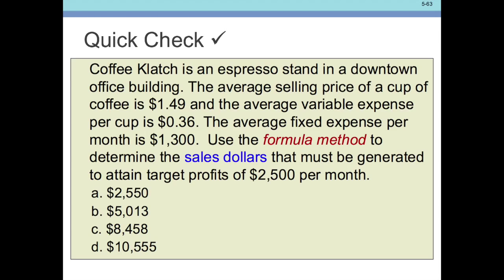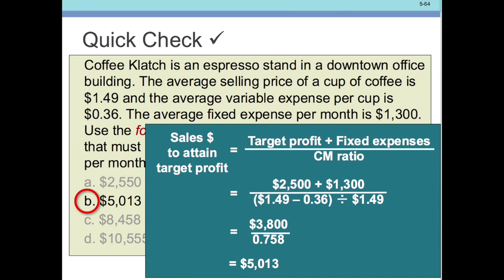Another way we could look at this is to do it in sales dollars. So in sales dollars, we find that our target profit plus fixed expenses divided by contribution margin ratio, not contribution margin per unit, but contribution margin ratio here, is $3,800 divided by 0.758. We've done that number before, right? And we get $5,013. So we need to either do 3,300 cups, or we need to do $5,013 in sales to get our $2,500 profit for Coffee Clutch, which is fine.